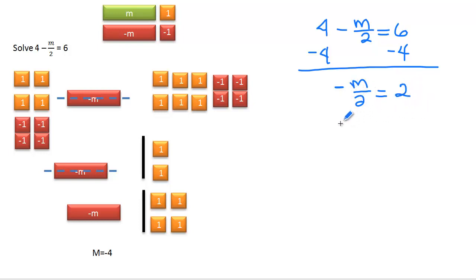Another way to think of that is there's an understood 1 here. This is a negative 1/2 m, and that's equal to a positive 2. So what is the opposite of multiplying by a negative 1/2? Let's multiply by a negative 2 over 1. If I multiply the left side by a negative 2, I multiply the right side by a negative 2. And a positive 1m is now equal to a negative 4.